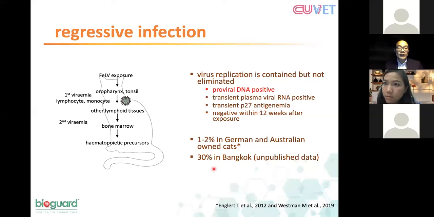The percentage of these regressively infected cats in the German and Austrian study is about 1 to 2%. But when you look at densely populated settings such as metropolitan areas, such as Bangkok, I found about 30% regressively infected cats. The cats are allowed to roam around, and it's survival of the fittest. The ones that get infected and have clinical symptoms will pass away, but the ones that are fit enough to control the virus replication will survive. That's why we see such a high percentage of regressively infected cats in densely populated settings such as Bangkok.